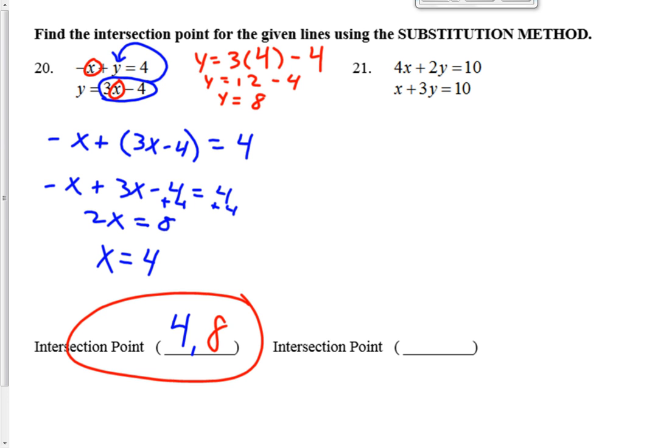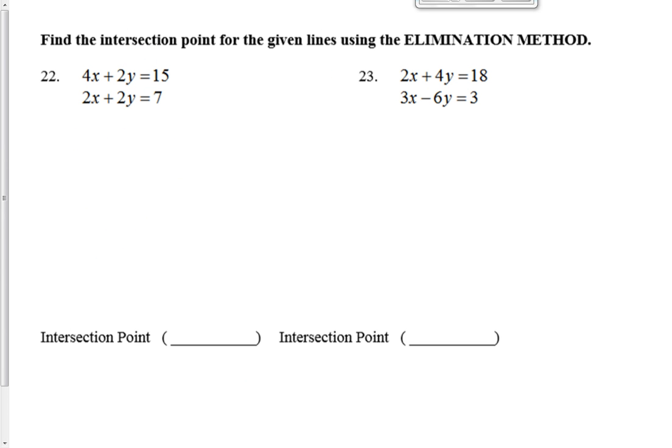Question number 21 is the same thing. Question number 22, I'm now going to solve by elimination. So if I want to solve by elimination, I want to get the coefficients in front of the variables to be the same, except one being positive and one being negative, and then I'm just going to add them up. So I'm just going to multiply this one by a negative 1. I'll keep this one just the way it is, and then this top equation, a negative 1 times 4x is a negative 4x, a negative 1 times 2y is a negative 2y, and a negative 1 times 15 is a negative 15.